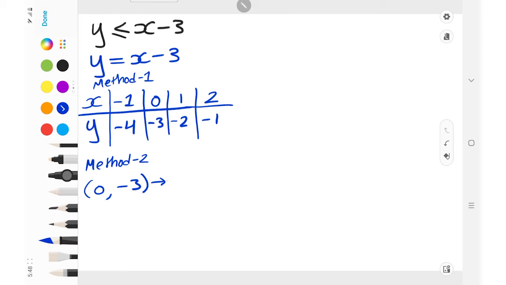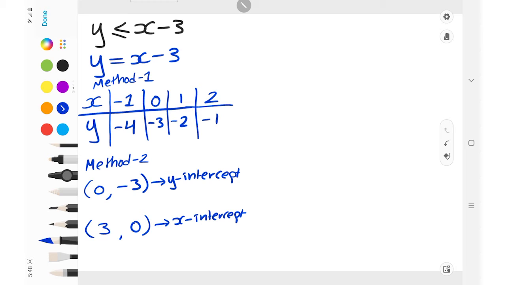This is called the y-intercept. And if I want to find the x-intercept, my y value will be 0, so my x value will be 3. You can either find these 2 points and simply draw the line, or you can find other points, so that the graph is easier to draw.